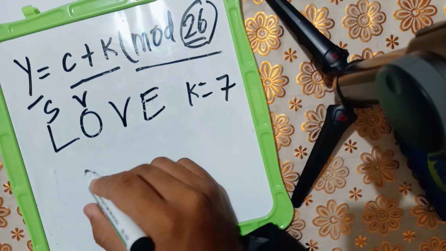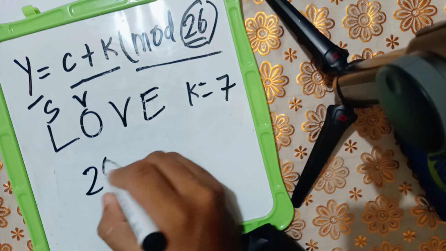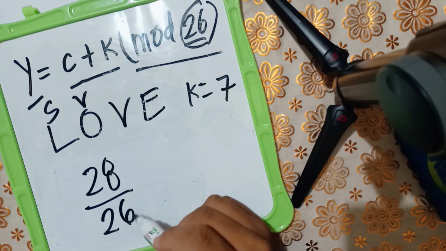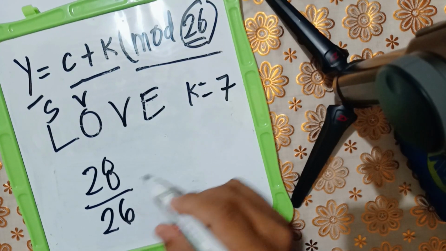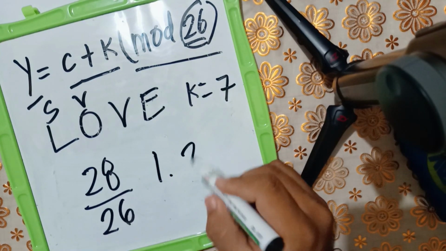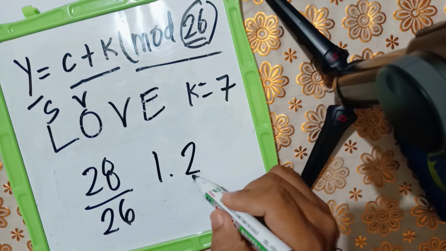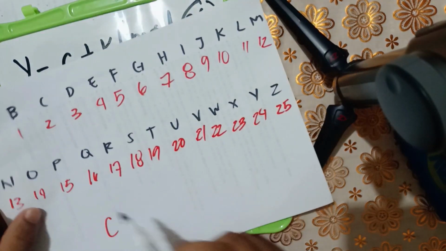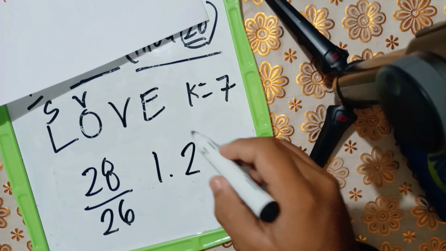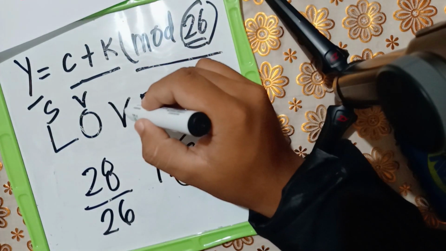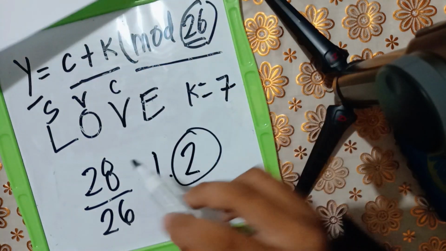Again, V is 28, right? So 28 divided by 26. How many 26 in 28? So we have 1 and a remaining 2. Don't forget the remainder because it will direct us in our chart. So 2, let's find the 2. We have C. So V becomes C. So we're done with that.